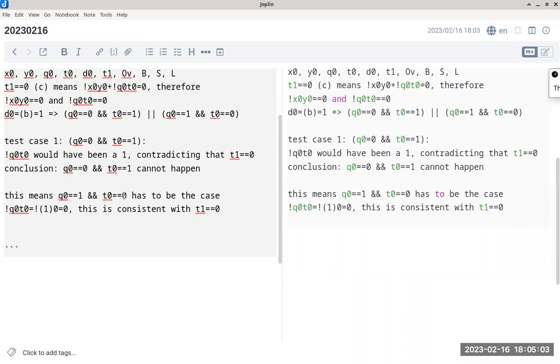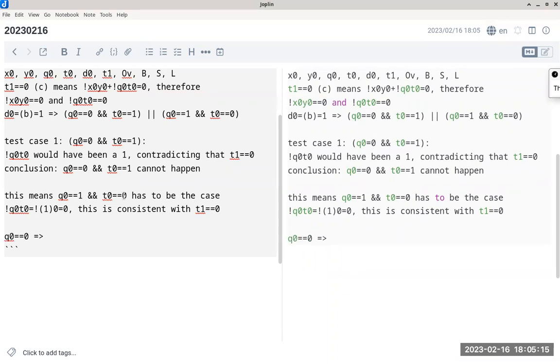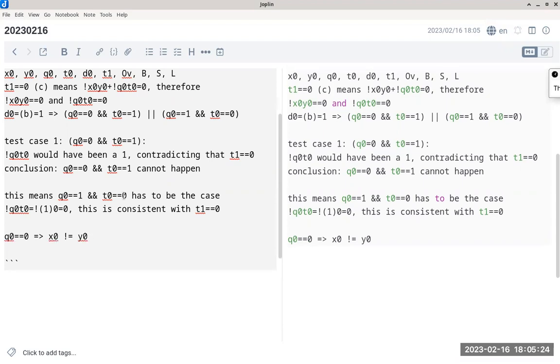I was going to say for the question, because Q0 equals 1, that means either X or Y, one of them has to be a 0 and one of them has to be a 1. And also because T1 is 0, it means that X and 0 have to be the 1. Exactly. So let me explain that in class.